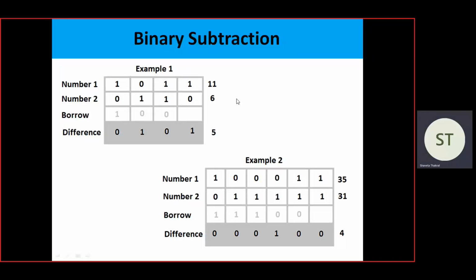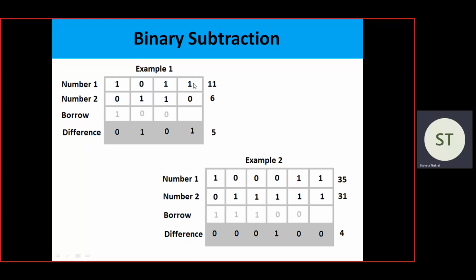Here we are taking two examples of multi-bit numbers. We are taking two numbers in the binary subtraction. Number 1 is 11 and number 2 is 6. Number 1 is considered as minuend and number 2 is considered as subtrahend. The minuend value in binary is written as 1011 and the subtrahend value, that is number 2, is written in binary as 0110.